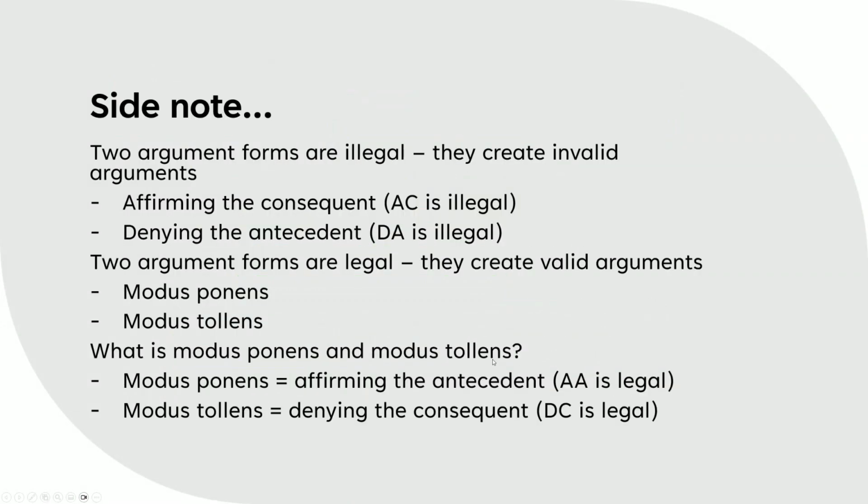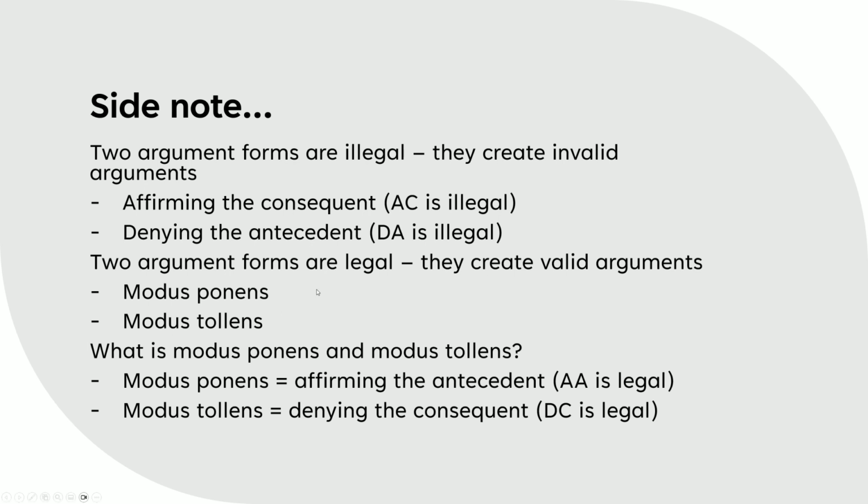All right. So let me just go on a side note here. In this class, there are two argument forms that are illegal. They will create invalid arguments. They are bad. The first one is affirming the consequent. The second one is denying the antecedent. Notice the letters here, AC. AC is illegal. Affirming the consequent is illegal. Denying the antecedent, DA, that's also illegal. It will create an invalid argument.